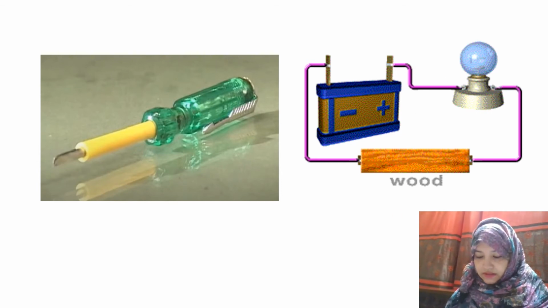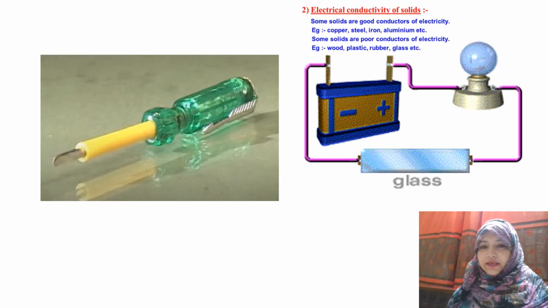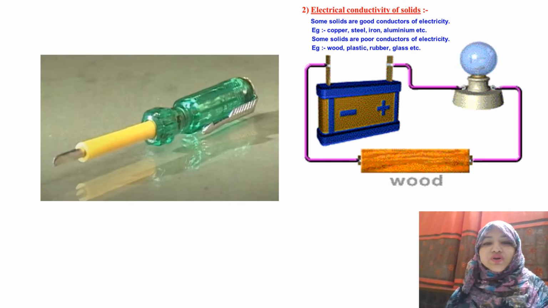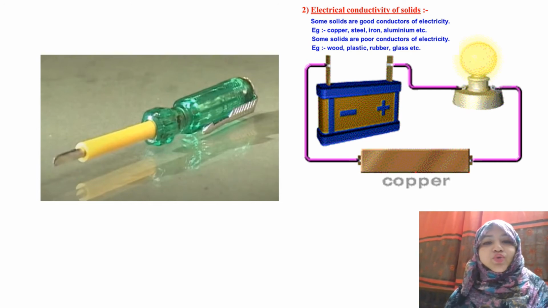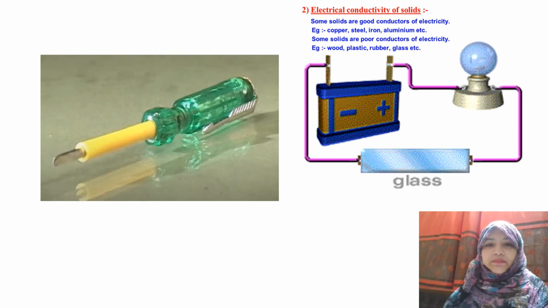Okay, and from this discussion we can say some solids are good conductors of electricity, such as copper, steel, iron, aluminium, etc. These are metals. And some solids are poor conductors of electricity: wood, plastic, rubber, glass, etc.